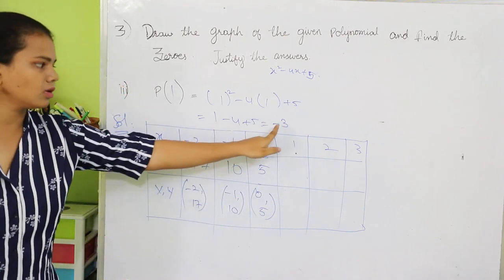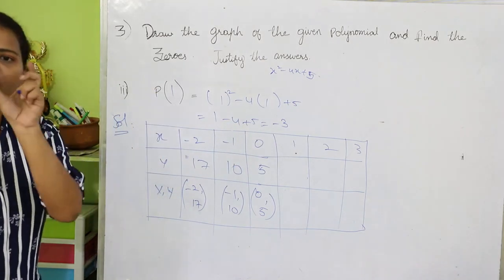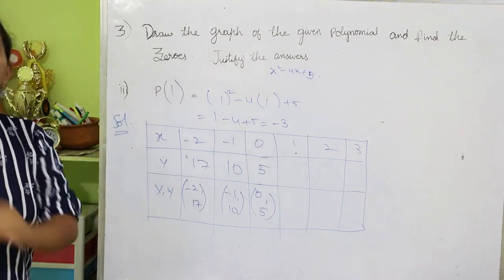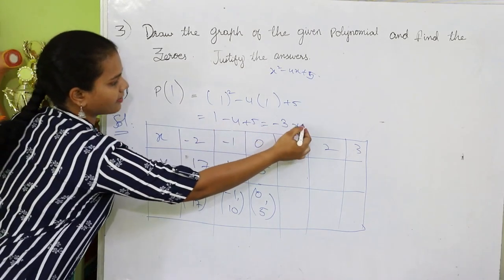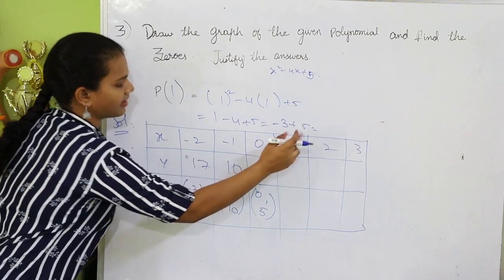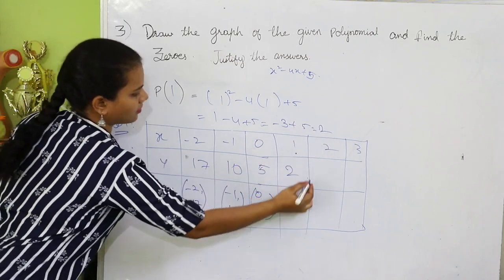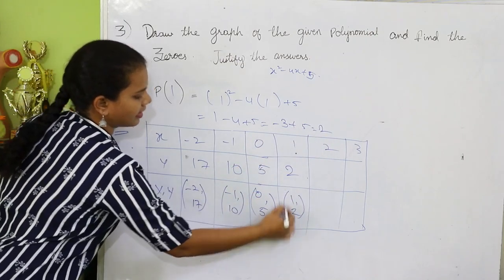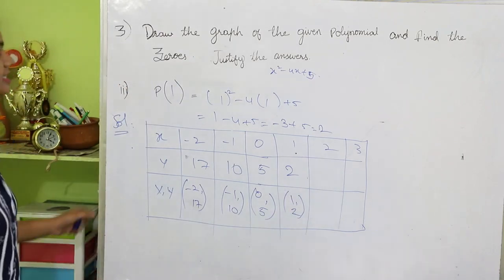Minus over here, because 4 is the biggest number, so we must place the symbol of the biggest value. So I have placed minus, minus 3. Minus 3 plus 5 gives 5 minus 3, which is 2. So 1 comma 2 will be the x comma y values. Clear?